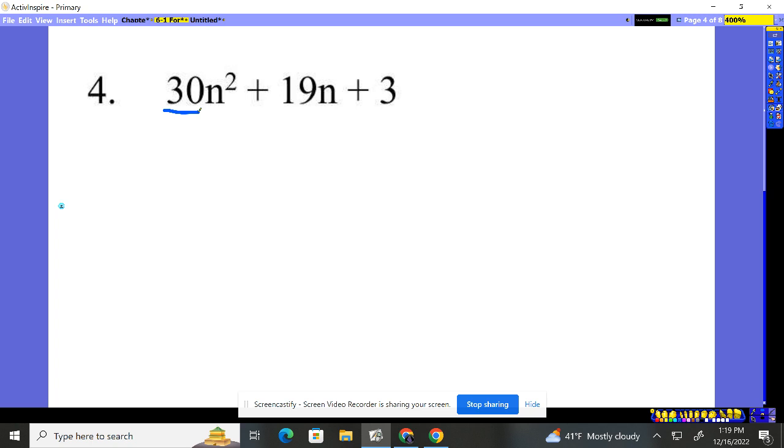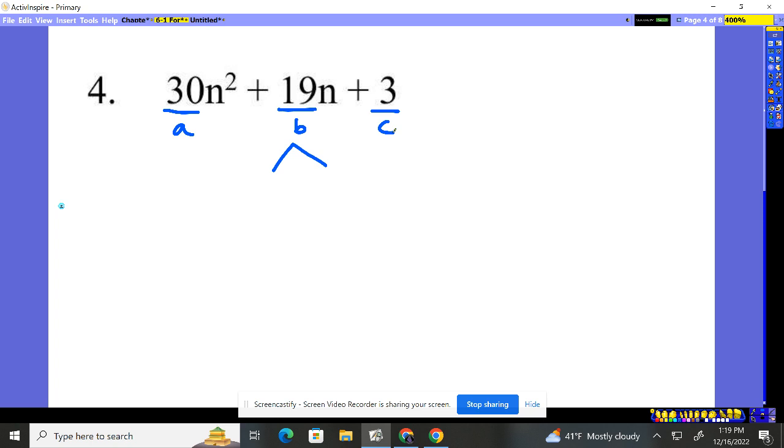I don't like it because I like us to run through all the possibilities, but we're going to go ahead and learn the method that I refer to as busting b. This value in front of the n squared is called your a value. This is the b value that we're going to bust into two parts. And then here is our c value.